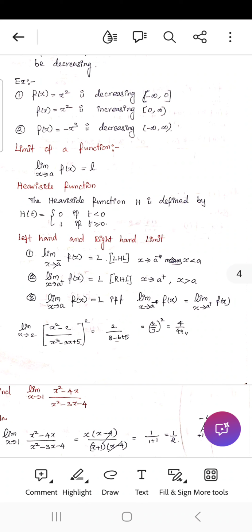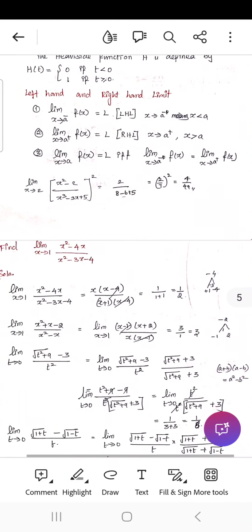Left hand and right hand limit. Limit x tends to a minus of f of x equals L is the left hand limit. Limit x tends to a plus of f of x equals L is the right hand limit. Limit x tends to a of f of x equals L if and only if limit x tends to a minus of f of x equals limit x tends to a plus of f of x.